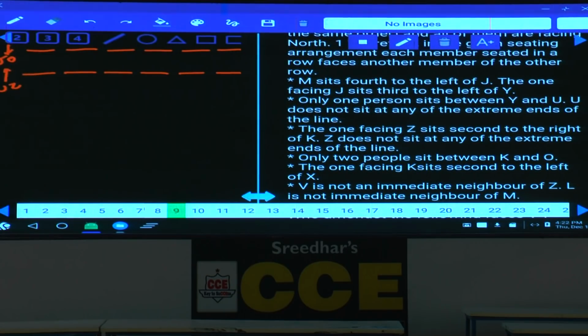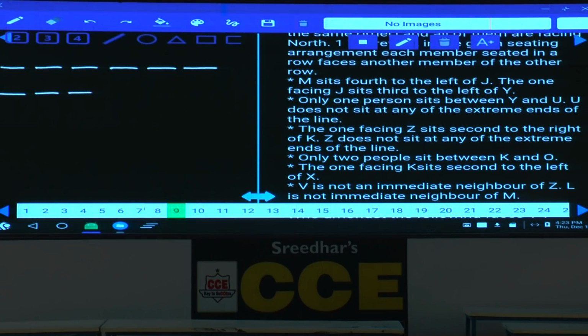Then M sits fourth to the left of J. As M is seated fourth to the left of J, how many possibilities do we have? There are 2 possibilities, isn't it? What are those 2 possibilities? If J is here, M sits fourth to the left of J. Now once again, 1, 2, 3, 4, 5, 6. And what is the other case here? 1, 2, 3, 4, 5, 6. There are 2 possibilities in this one.